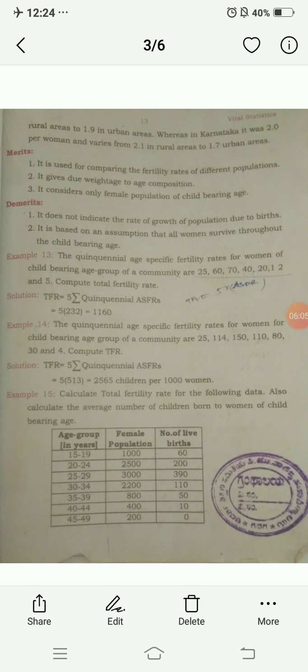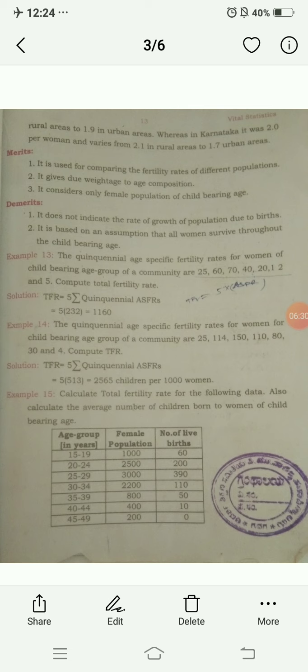They have already given some data: age groups between 15 to 19, 20 to 24, up to 49, and also the female population in the ages 15 to 49, and the number of live births for the age groups of 15 to 49.